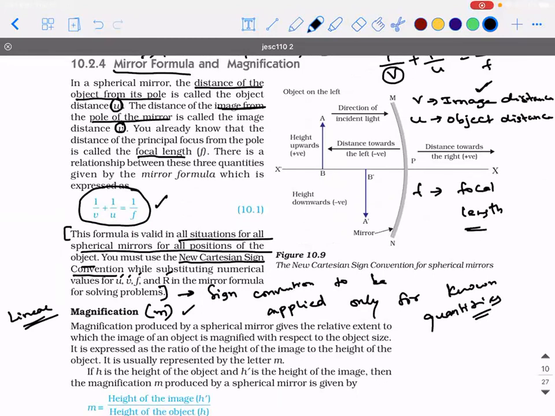Last class, if you remember, we drew ray diagrams and I asked you about the nature of the image, the position of the image, and the extent to which the image has got magnified. So we use words like the image is magnified or diminished, highly magnified or highly diminished. Do you guys remember this?